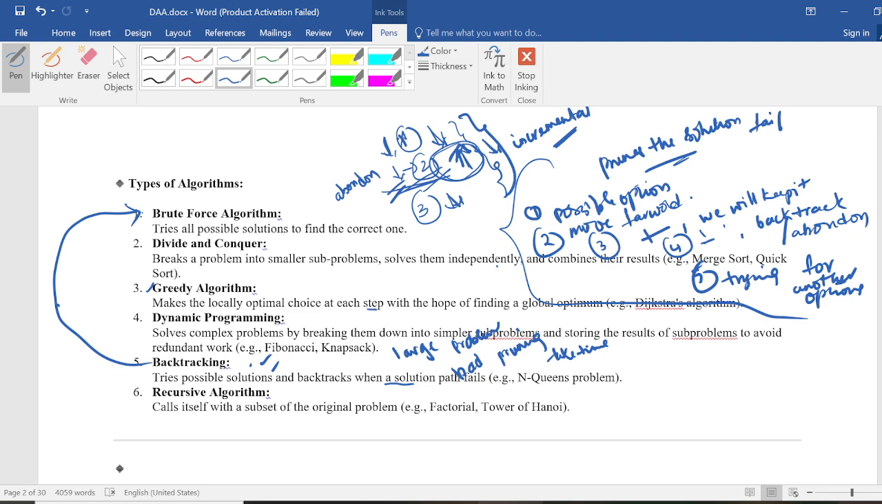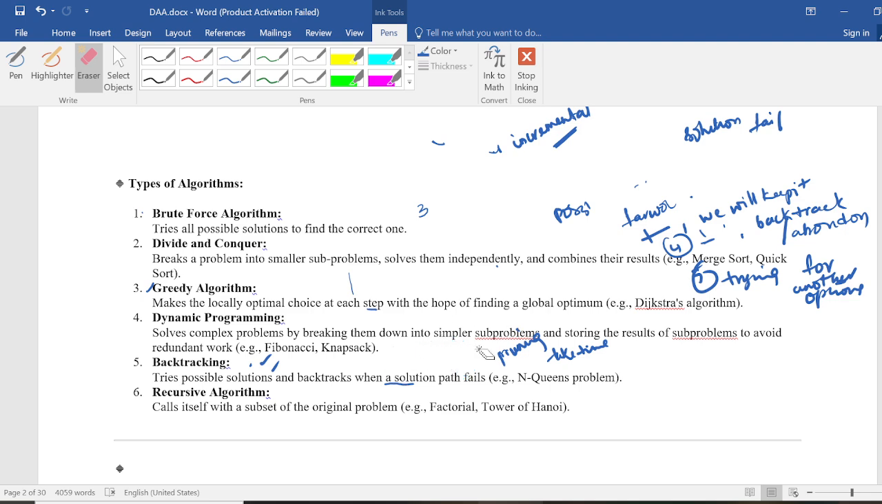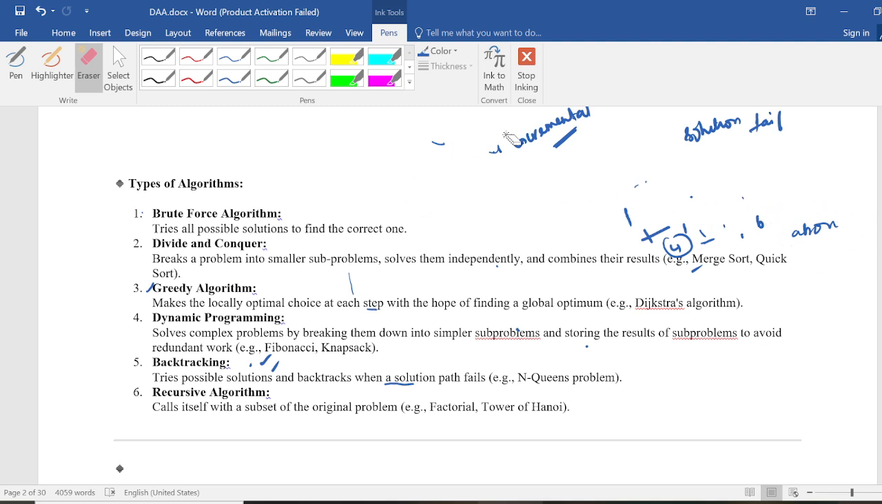So the final algorithm is the recursive algorithm. A recursive algorithm calls itself with a subset of the original problem, for example, factorial and tower of Hanoi. These are the examples of recursive algorithms. We will look deeper into this algorithm and close with this video.